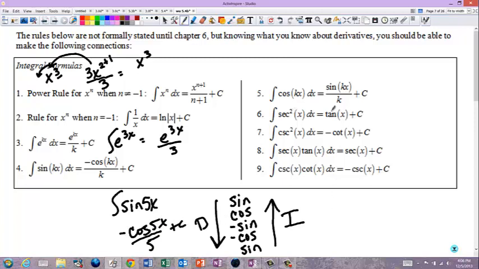The integral of secant squared is tan. Integral of cosecant squared is negative cotan. And so on. And we actually should already know all these.